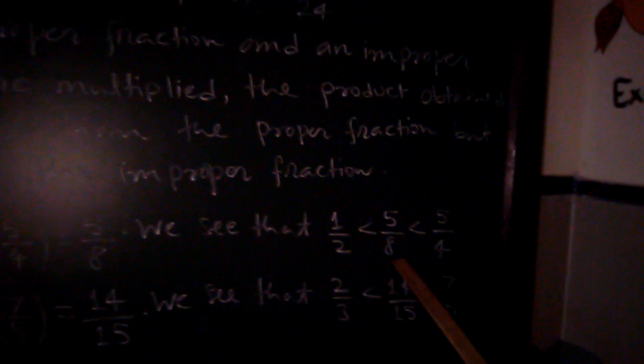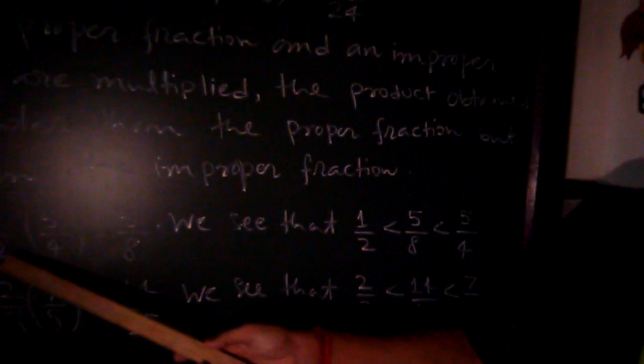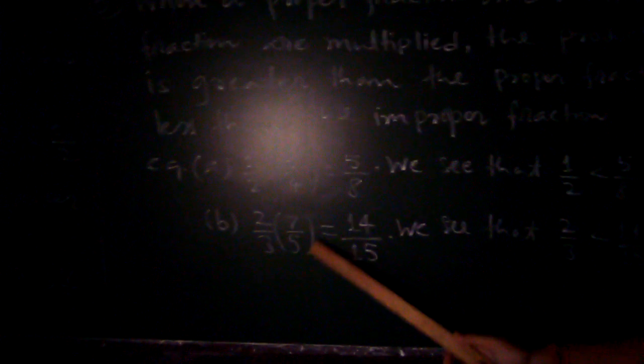For example, when we multiply half with 5/4, the result is 5/8. We see that half is less than 5/8 and 5/8 is less than 5/4. What do we conclude from this? We conclude that when we multiply a proper fraction with an improper fraction, the result is greater than the proper fraction but less than the improper fraction. Similarly, see the second example. Here also we are multiplying proper fraction 2/3 with an improper fraction 7/5. The result is 14/15. And we see that 2/3 is less than 14/15 and it is less than 7/5. Let's move ahead.